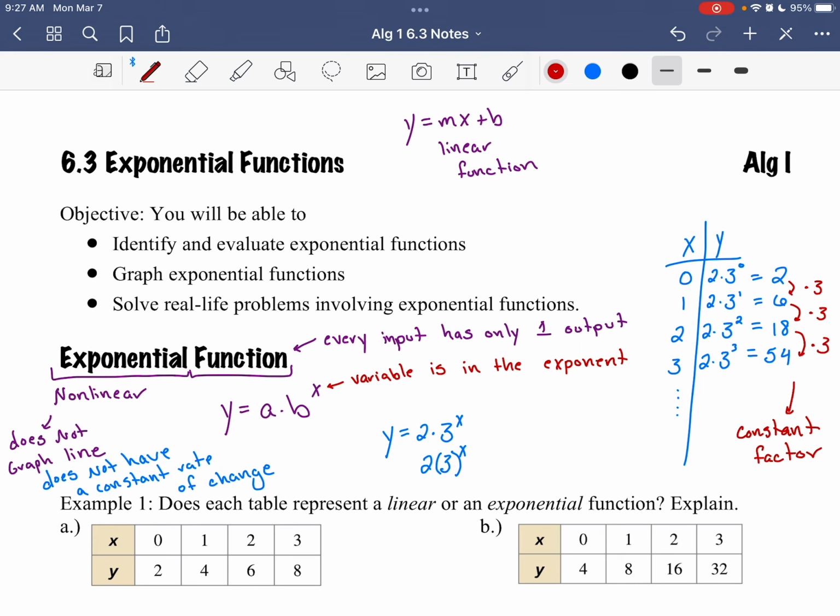So the outputs go up by a constant factor. So that's really how we tell whether something is linear or exponential.